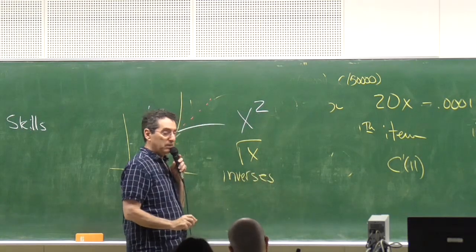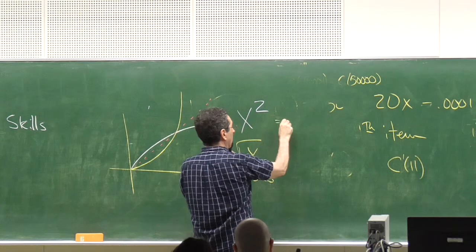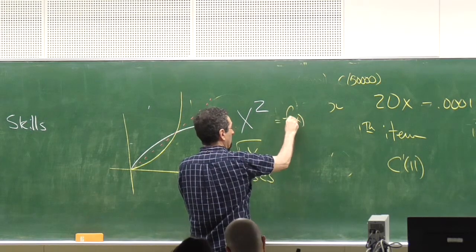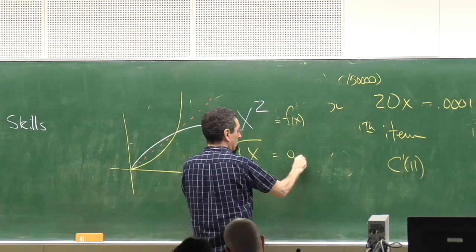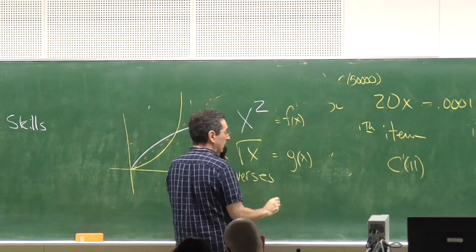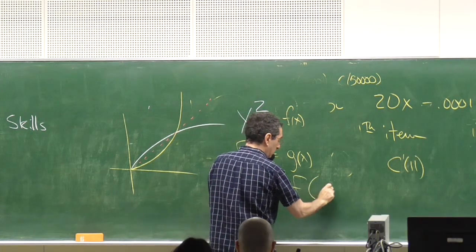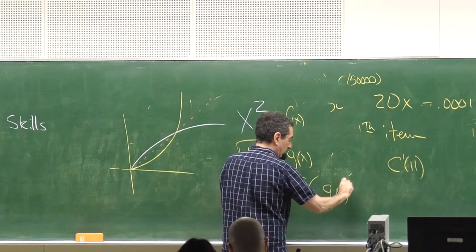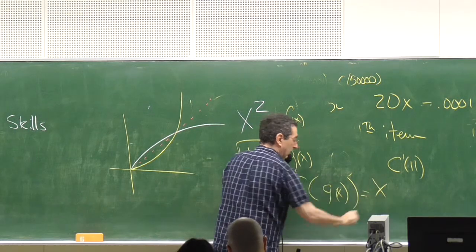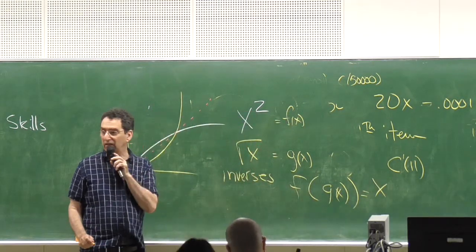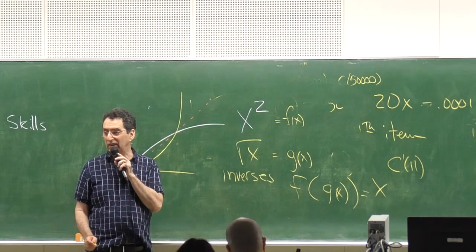So inverses, what does it mean? If this is f, and this is g, what does it mean? It means that f of g is just equal to x. Right? If you do one and the other, you just get x.